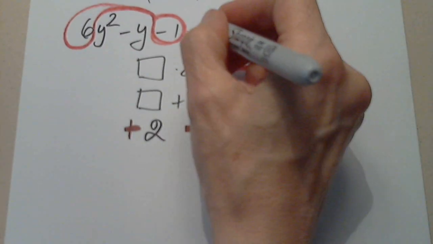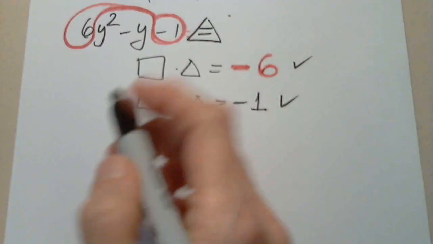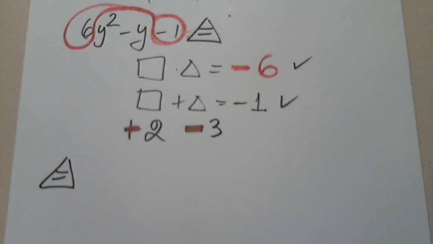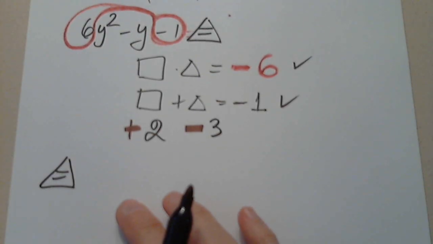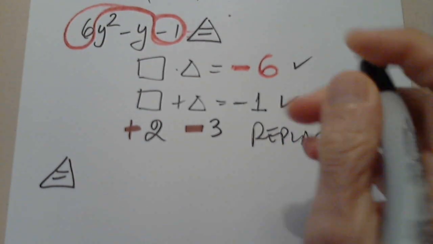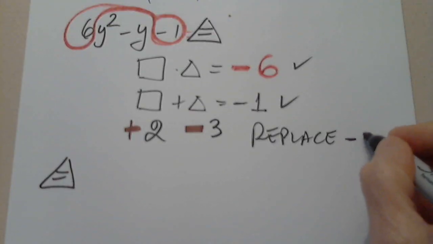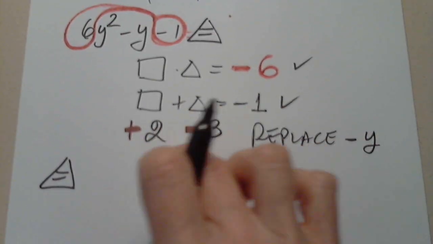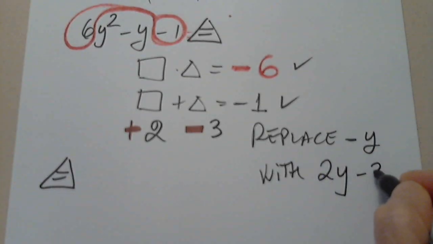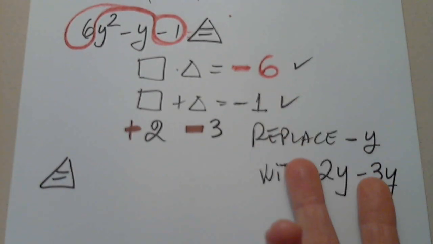Okay. Jump over all this. The next step is different. We have not seen this step before. In this step, we will replace -y with 2y minus 3y, or 3y minus 2y, doesn't matter.